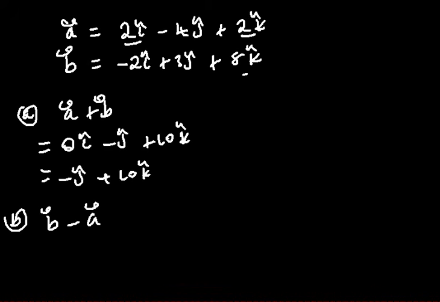We'll have 2i hat minus 2. That will be given as 4i hat. Actually, let me take it back. We are having it as negative 2 minus 2, that is negative 4.